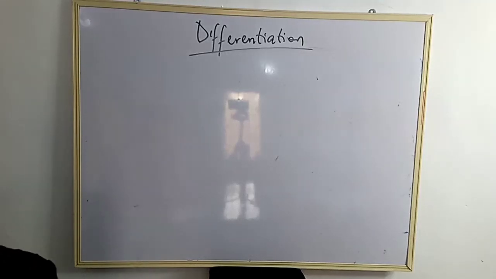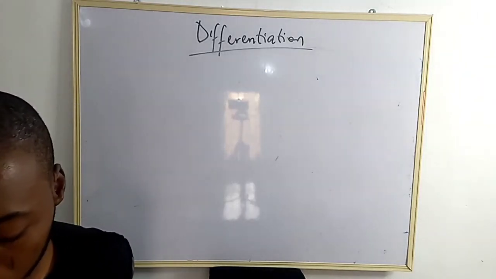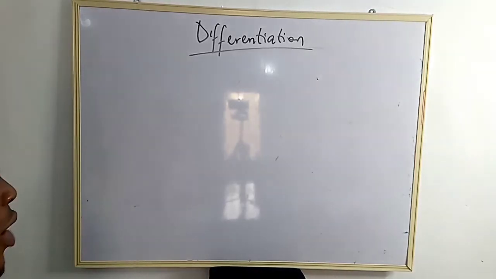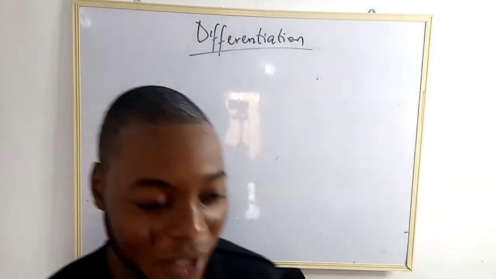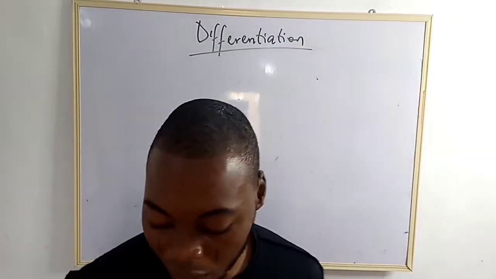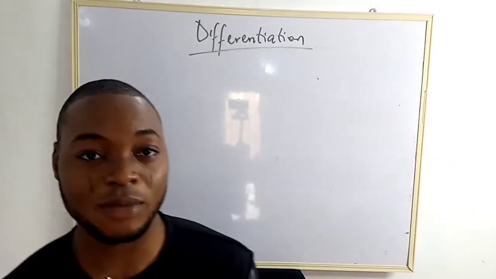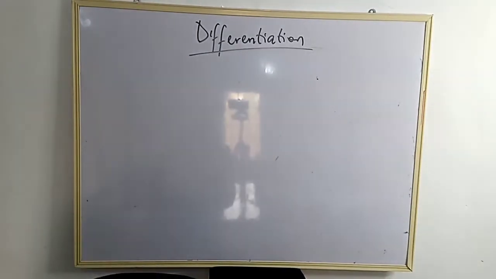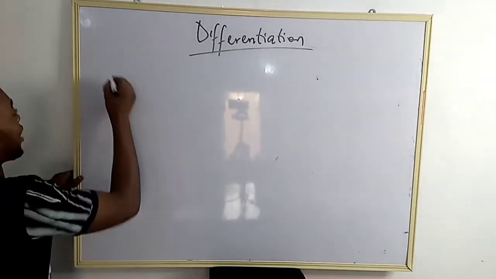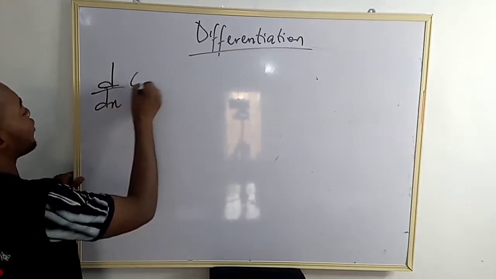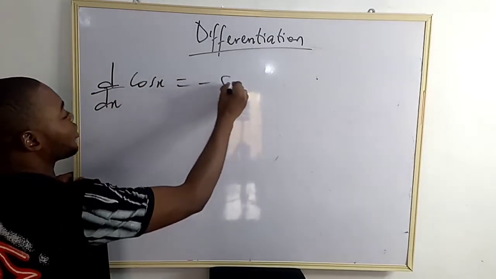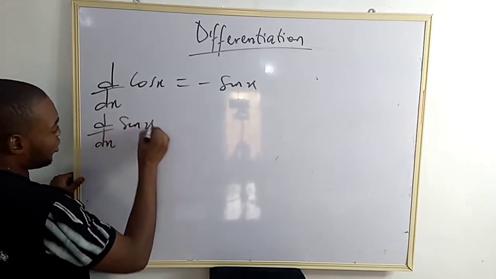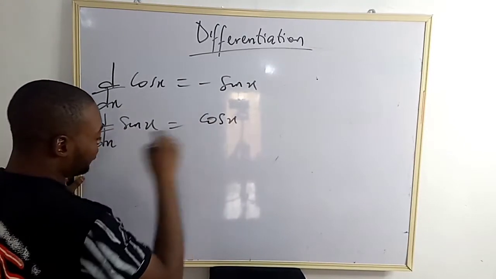In this class, I'm going to continue from where we stopped from the derivative of trig functions. If you haven't watched the previous tutorial I did on trigonometry, perhaps check my channel, it's the previous class before this. In the previous class, we derived that the derivative of cos x is equal to minus sine x, and d dx of sine x is equal to cos x.